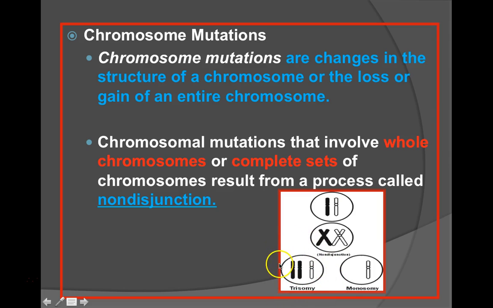which would result in one cell being called trisomy, tri meaning 3, you're having 1, 2, 3 copies of the chromosome in one cell, and the other cell would end up with monosomy, mono meaning 1, you have one copy of that chromosome in that particular cell.